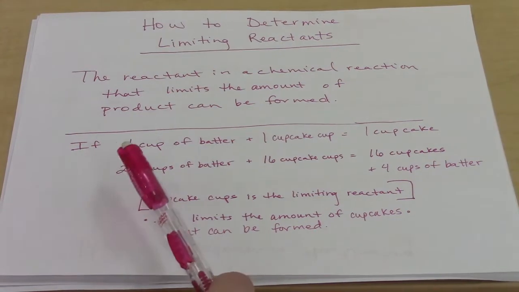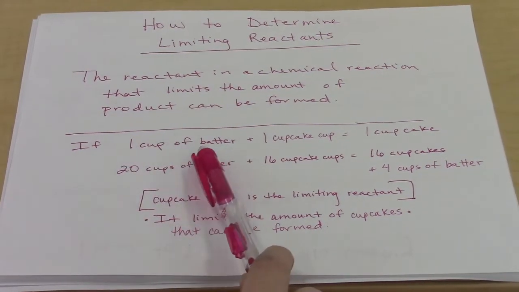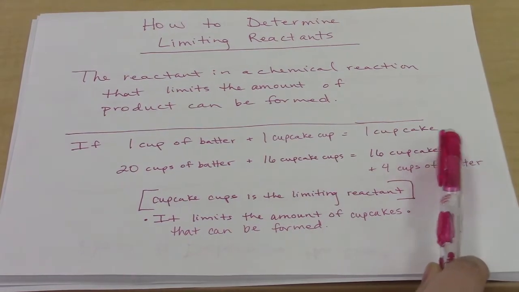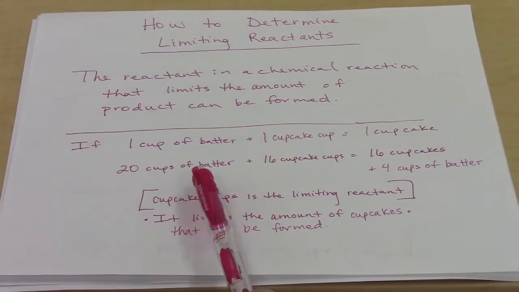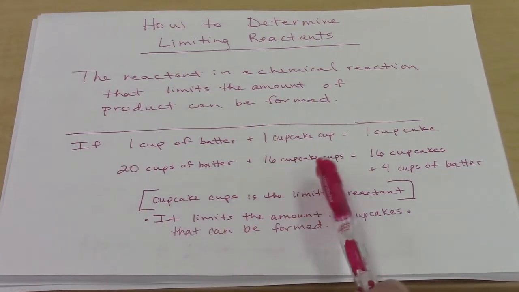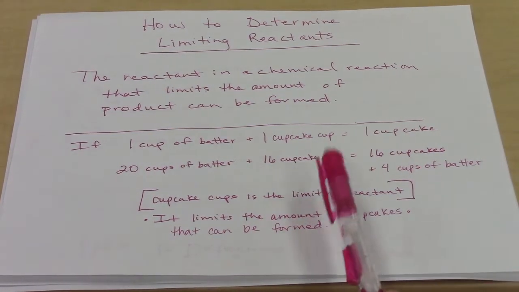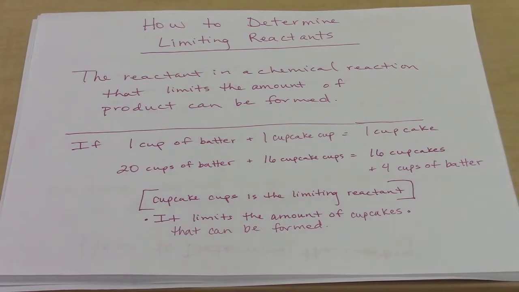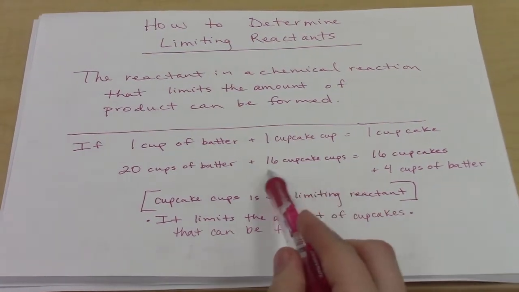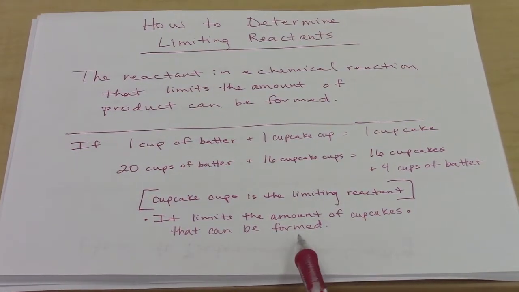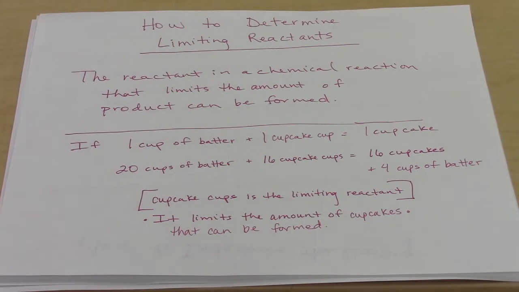So, if it takes 1 cup of batter and 1 cupcake cup to make a cupcake, let's say you had 20 cups of batter but only 16 cupcake cups. You couldn't make 20 cupcakes. You could only make 16 cupcakes, and you would have 4 cups of batter left over. Because the amount of cupcake cups limits the amount of cupcakes that can be formed, we would call that the limiting reactant.